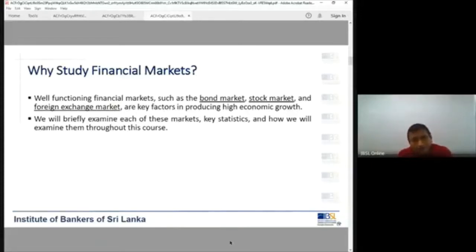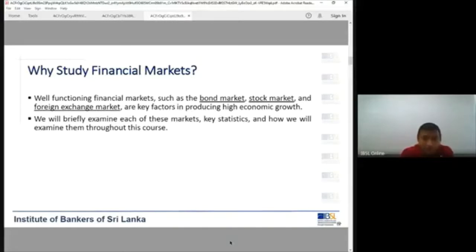We are talking about functioning financial markets, not just a financial market, but a functioning, effective financial market, such as what we were mentioning in terms of bond markets, stock markets, and foreign exchange market. These are the markets that you are generally familiar with.